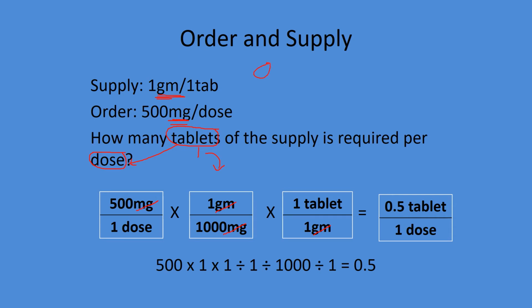We can still use the shortcut here, but we got to make sure that our order and supply are in the same units. So what I can do is right off the bat convert this 1 gram into 1,000 milligrams. And from this point, all I got to do is order over supply, and I'm done. All right? Since this is a 1 here, there is no amount, and you'll end up with the same half an ml.